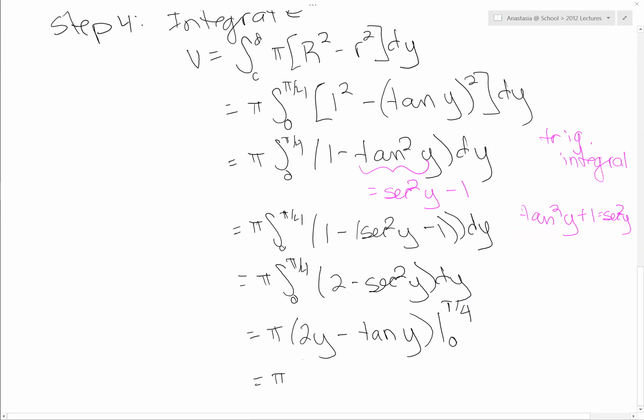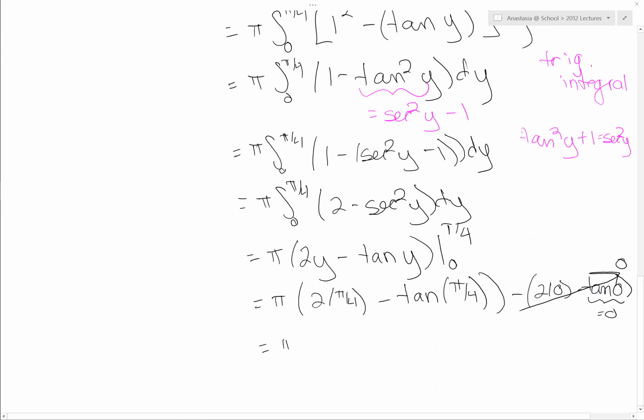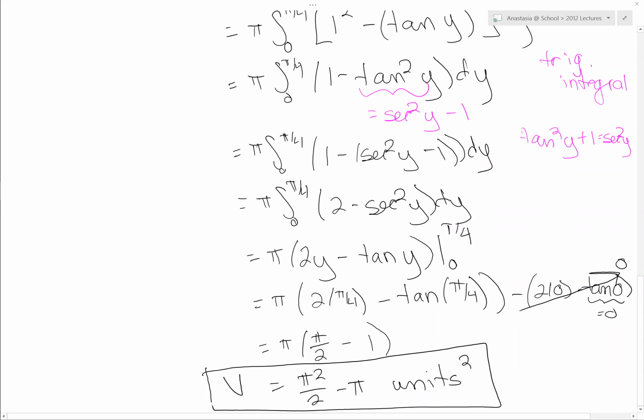So we get pi times 2 times pi over 4, or that would be pi over 2. Then we'll have the tangent of pi over 4. Then we'll have minus 2 times 0 minus the tangent of 0. Thankfully, the tangent of 0 is 0, so all of that goes to 0. And we are left with pi times pi over 2 minus the tangent of pi over 4, which is 1. So we get pi squared over 2 minus pi. And just for good measure, let's go ahead and add our square units. So our volume is pi squared over 2 minus pi square units.